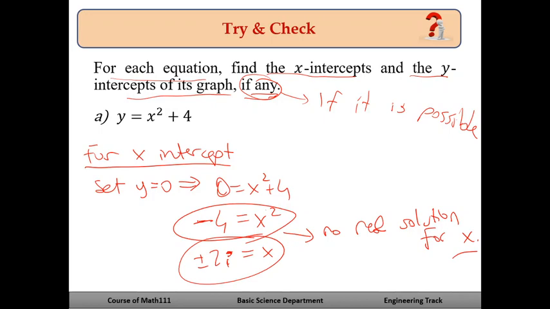So you say then there is no x-intercept. There is no x-intercept of this graph.